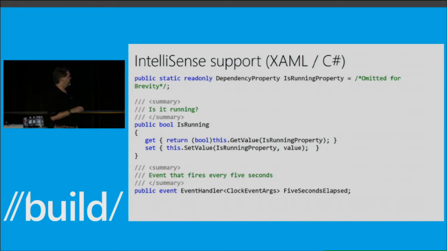So we have a dependency property up here. Remember, we have to put the comments on the actual CLR property. And again, I'm not very creative, but the summary, this is what will show up in IntelliSense in code. Doesn't show up in markup, it only shows up in code.